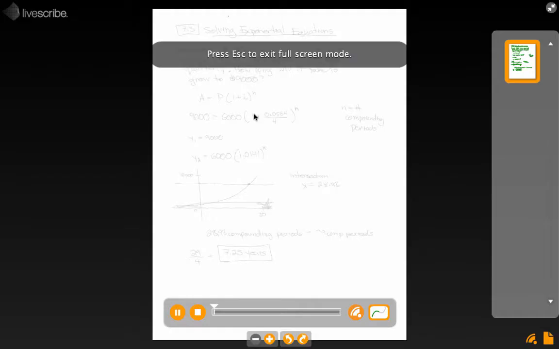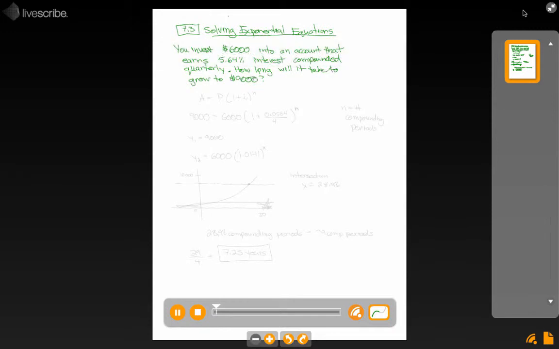This example comes out of section 7.3, solving exponential equations. So this is a follow-up to our last compound interest example where we were investing $6,000 into an account that earned 5.64% annual interest. This time we're compounding it quarterly, and this time we're not told for how long. We're asked how long will it take to go to $9,000.